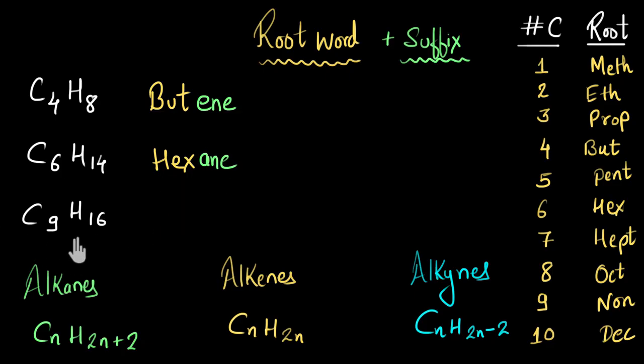Now let's do that for this molecule. This has 9 carbon atoms, so for 9, we use the root word non. And let's see if it's alkane, alkene, or alkyne. 9 into 2 is 18, but the hydrogen number is 2 less than 18. So it will be alkyne, 2 less than twice. For alkyne, we use the suffix -yne. So the name of this compound is going to be nonyne.